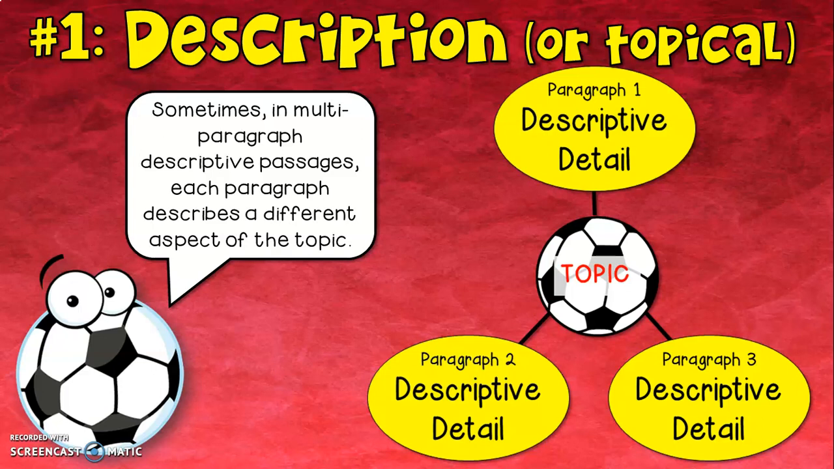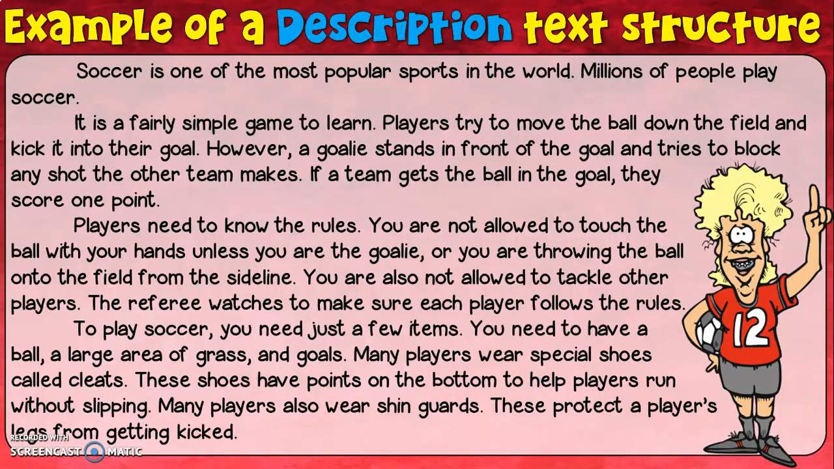Sometimes when you're reading multi-paragraph descriptive passages, each paragraph describes a different aspect of the topic. So, for example, paragraph 1 might have one descriptive detail about a topic, but paragraph 2 might be about a different descriptive detail. And paragraph 3 might be about yet another descriptive detail. Let's take an example from this passage about soccer.